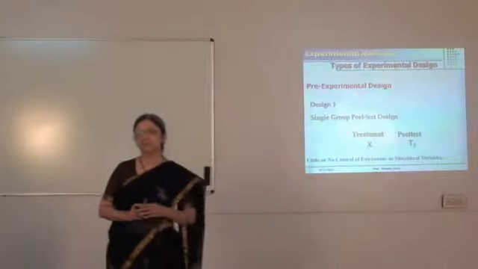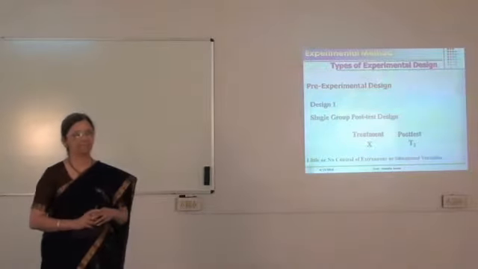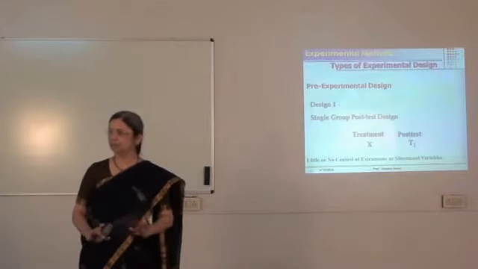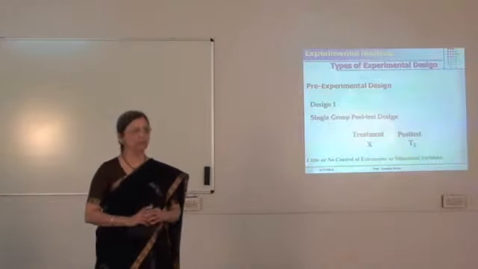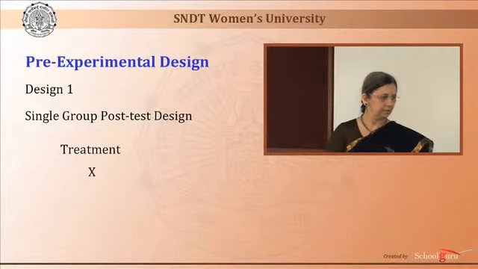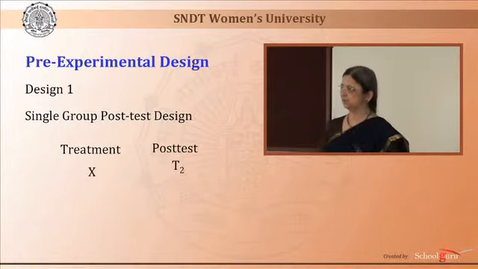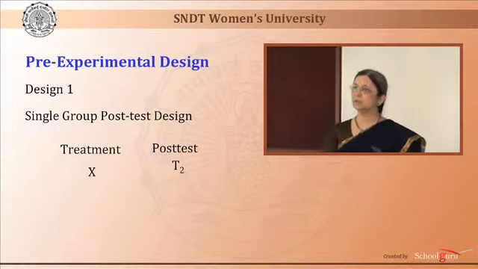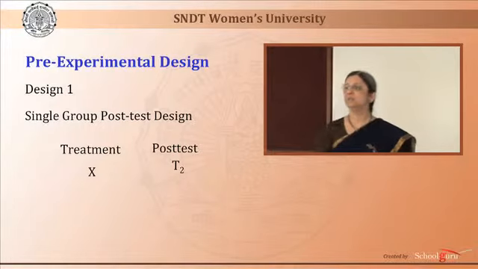Single group post-test design. What does it mean? There are no 2 groups. Experimental control is not there. There is only one group, that is single group. And post-test, that means we have not given them a pre-test. We have taken a group and we have just found a variance. So that is called single group post-test design. Treatment and post-test. Test scores are shown by T1 and T2. T1 is pre, T2 is post, and treatment is shown by capital X.